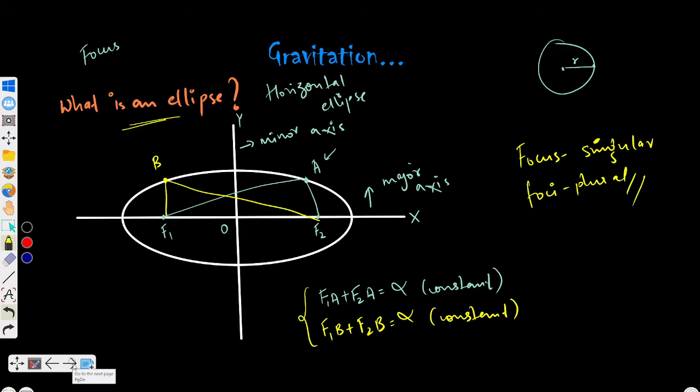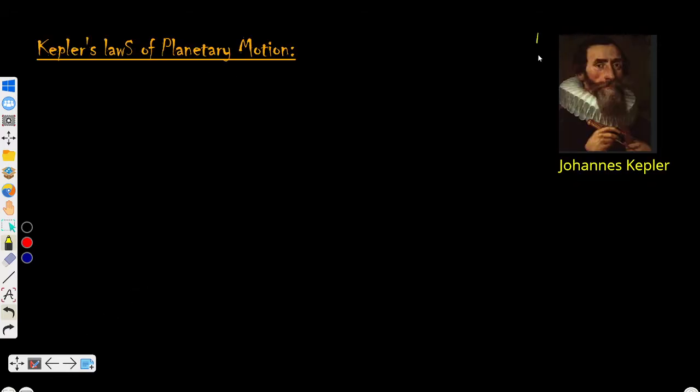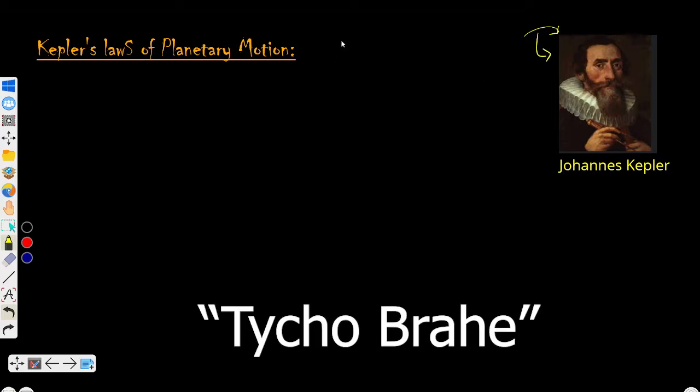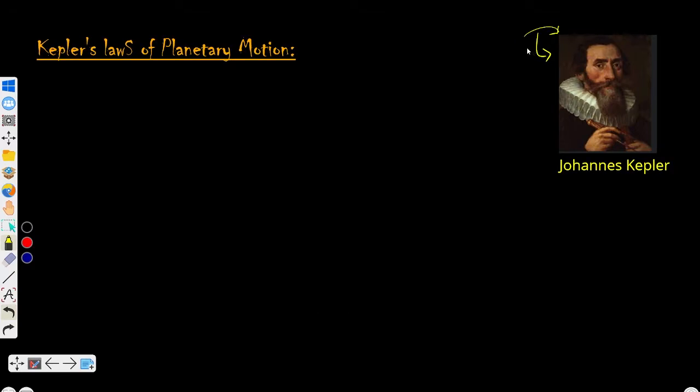Now we will look at what are Kepler's laws. This person is Johannes Kepler. Now, before discussing the laws given by Kepler, I'll just discuss the story about Kepler. Kepler was the assistant of a scientist whose name was Tycho Brahe. Kepler is known for his work on planetary motion. Throughout his life, he made observations about the motions of planets, and then he ended up with three laws, which now we refer to as Kepler's laws.